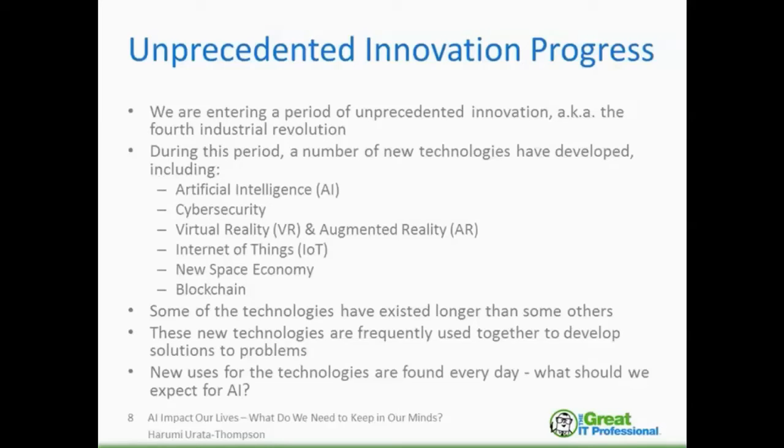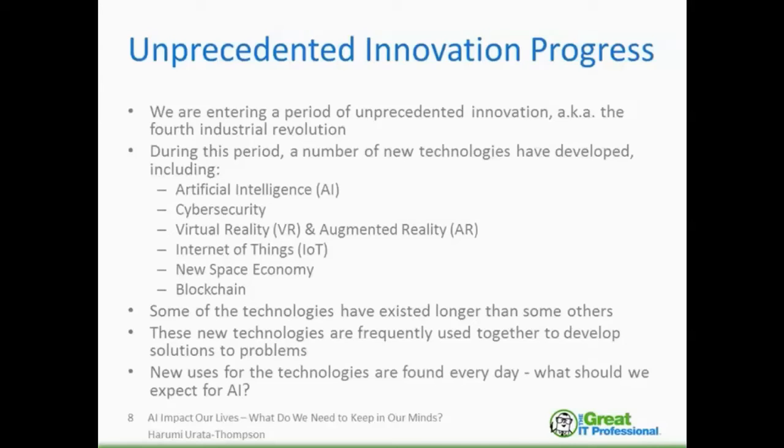New space economy, something that not all of us necessarily get involved in, but it's there, and we hear about things like SpaceX, Blue Origin, and Virgin Galactic every other day now, right? And then, of course, blockchain. Some of these technologies have existed longer than others, although all these things are coming together today. And these new technologies are frequently used together to develop solutions to problems.